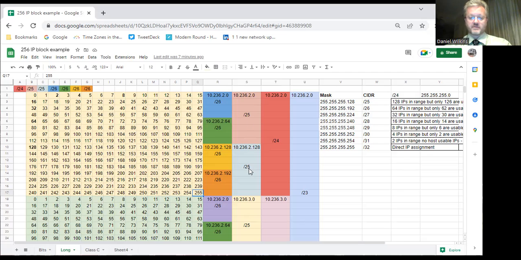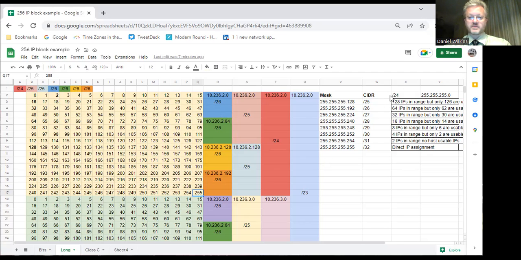So that's our /25. If that's still too big and we go to the next step, a /26, we start at 0, but now we end at 63 as our broadcast. The next network starts at 64 and 127 is the broadcast, and so on. You'll notice a pattern forming over here.